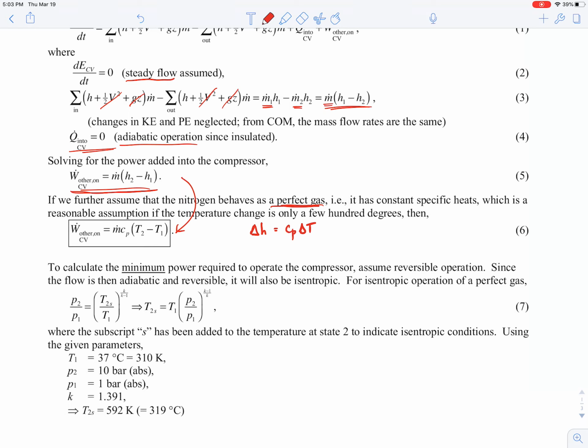Now the next thing that we want to do is we're specifically interested in finding the minimum power required to operate this compressor. So in order for it to be the minimum power, just like in the previous example, we want to consider an operation that is internally reversible, right? So no entropy production. So we want it to be internally reversible, and since the flow is adiabatic and reversible, that means it will also be isentropic.